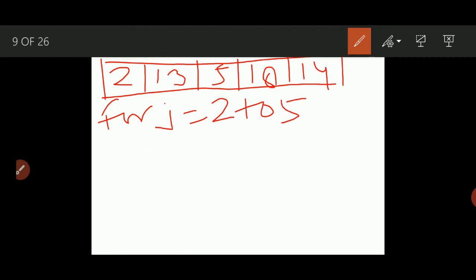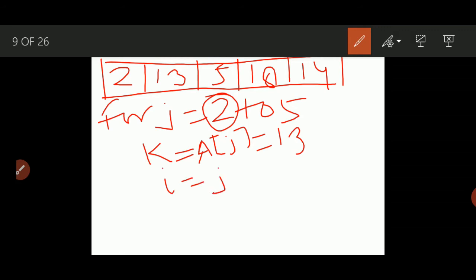Okay. And assigning the key, this is the key, the jth value, that means A of j. Here j is equal to 2. So A of j, the jth value, at the second position the value is 13. That means the key is 13. After that I set the value of i, and i is equal to j minus 1. We know that j starts with 2, then 2 minus 1 is equal to 1. Okay.